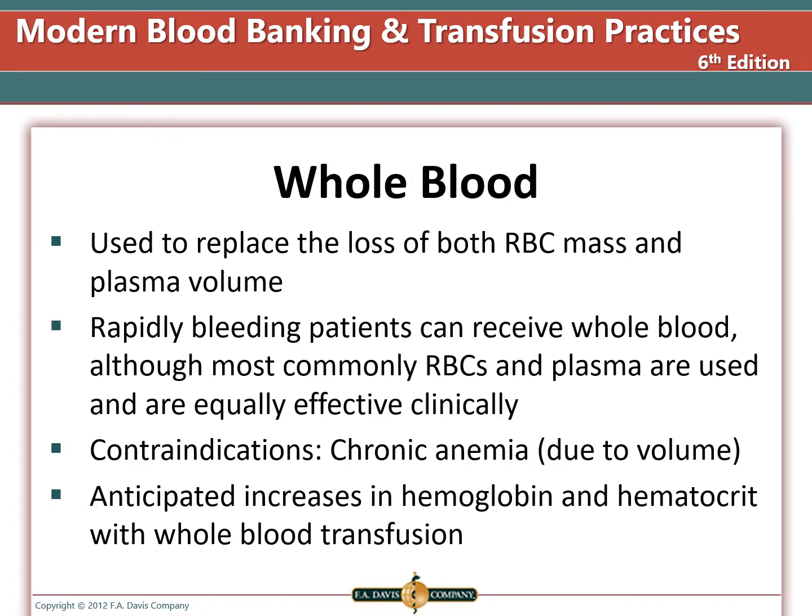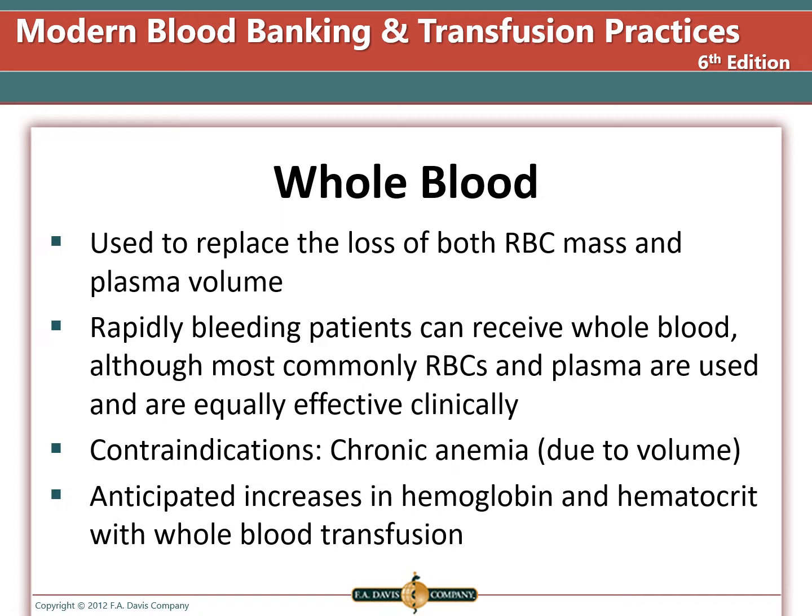Whole blood is used to replace the loss of both red blood cells and plasma volume. Rapidly bleeding patients can receive whole blood from type-specific donors. More commonly, the patient receives type-compatible red blood cells and plasma, which are equally effective clinically.